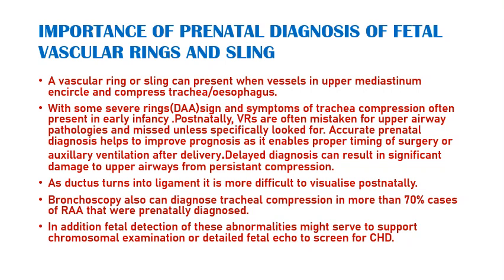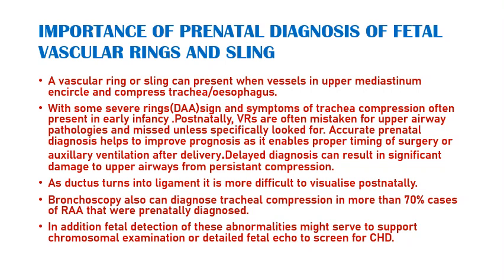Now what is the importance of prenatal diagnosis of fetal vascular rings and slings? A vascular ring or sling can present when vessels in the upper mediastinum encircle and compress the trachea or esophagus. With some severe rings like double aortic arch, signs and symptoms of tracheal compression are often present in early infancy. Postnatally, vascular rings are often mistaken for upper airway pathologies and missed unless specifically looked for.